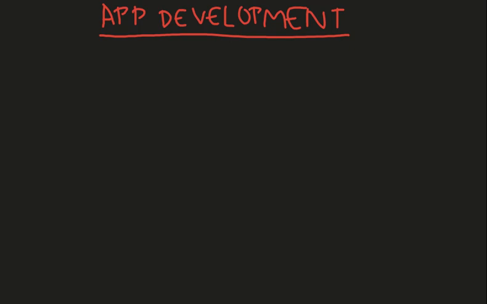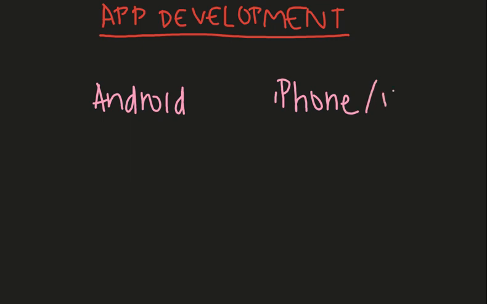In this video, I'm going to be talking about different languages you can use for app development. So first, just as a little bit of background, there are two types of devices. We have the Android, and these are like the most common types. And we have the iPhone, or we call this iOS.